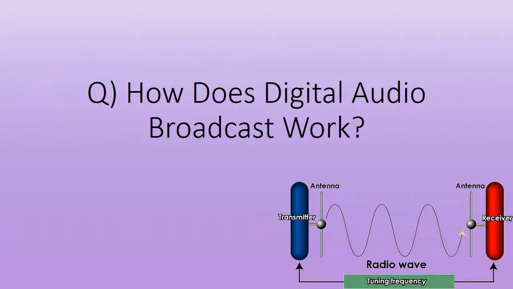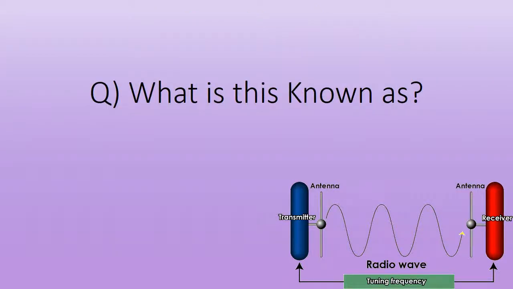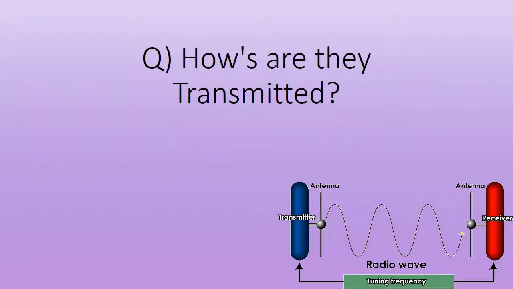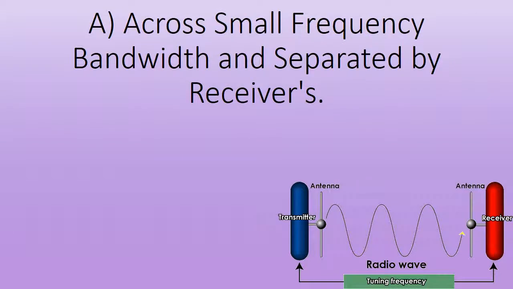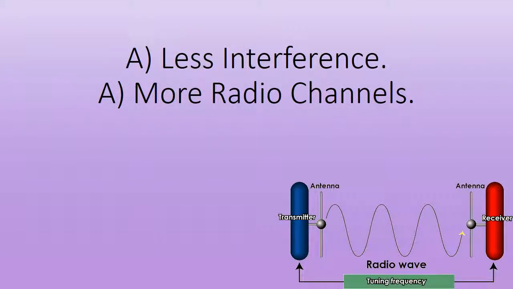How does digital audio broadcast work? Many signals are compressed and transmitted as one signal. What is this known as? Multiplexing. How are they transmitted? Across a small frequency bandwidth and separated by receivers. What are the advantages of DAB over analog? Less interference, more radio channels.